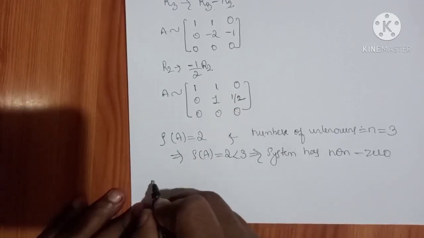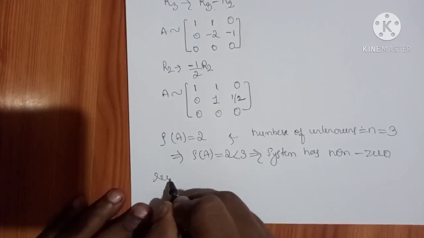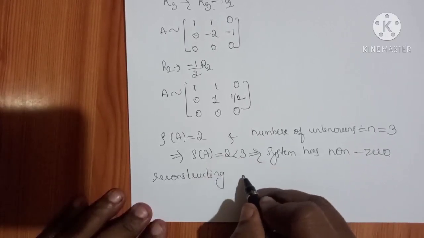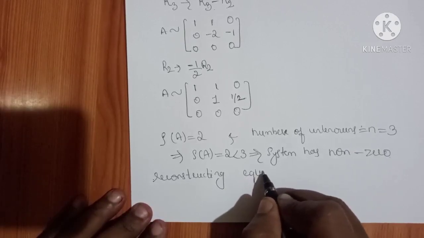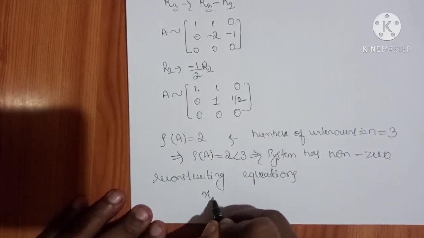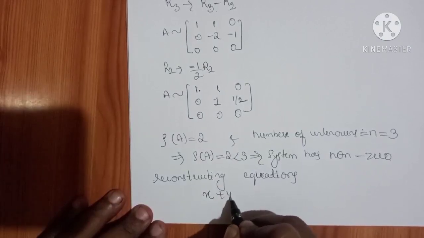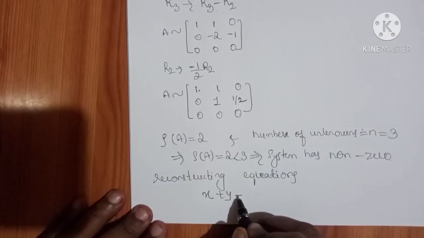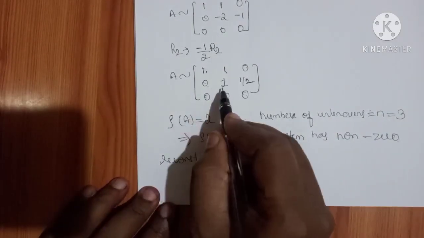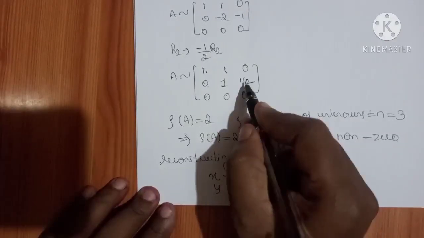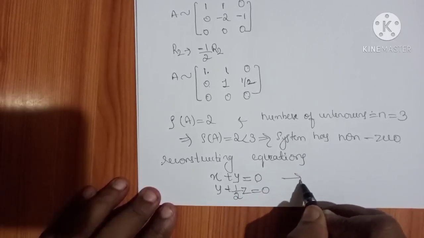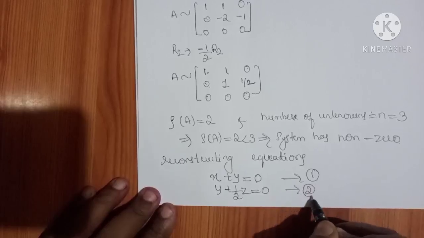Now for this non-zero solution, first we reconstruct the system of equations by using this echelon form. So that is reconstructing the equations. We get 1 into x equals to x plus 1 into y equals to y plus 0 into z equals to 0. Therefore we get x plus y equals to 0. For the second, x into 0 equals to 0, 1 into y is y, 1 by 2 into z equals to 0. Consider this as equation 1 and this one as equation 2.